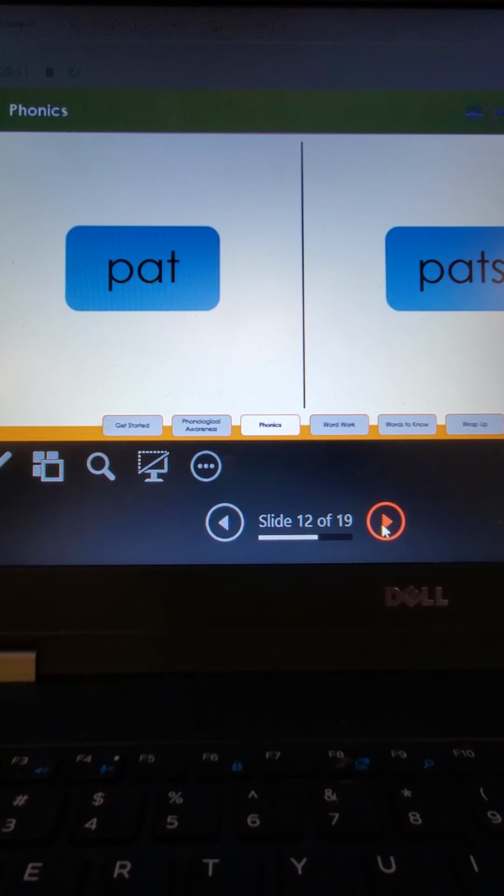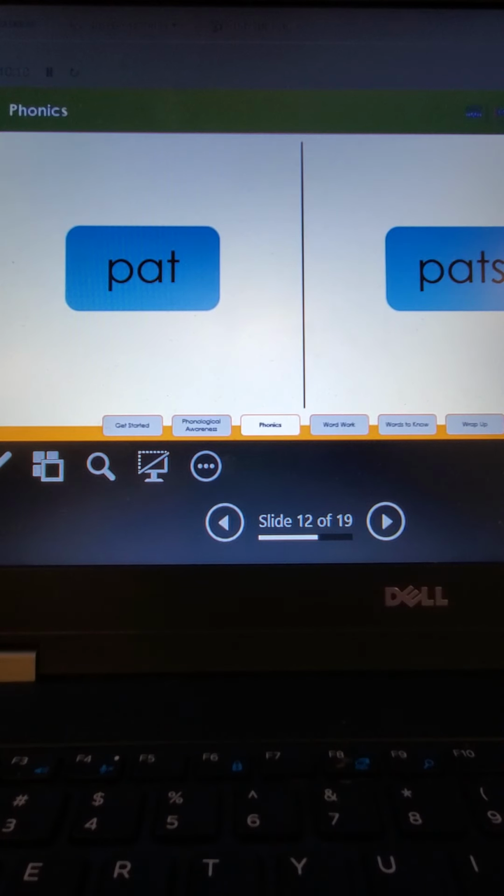Remember, we've learned that if we add S to the end of a noun, it means there is more than one. Let's learn another way ending S is used. So look at the blue word tiles and read them with me. Pat, pat, and pats. What is the same about both of these words? Both of these words start with pat. Now, what is different about the words? Pats ends with the letter S.